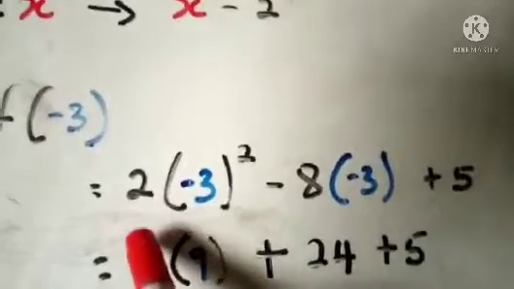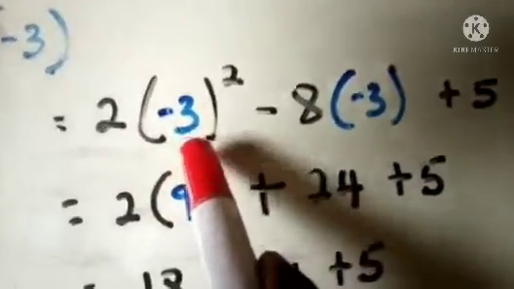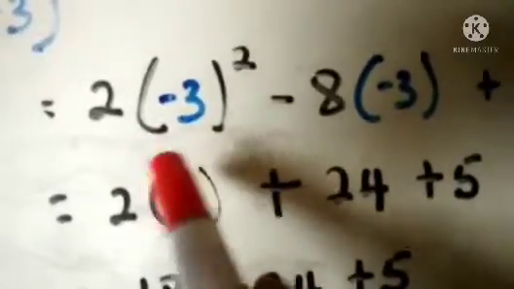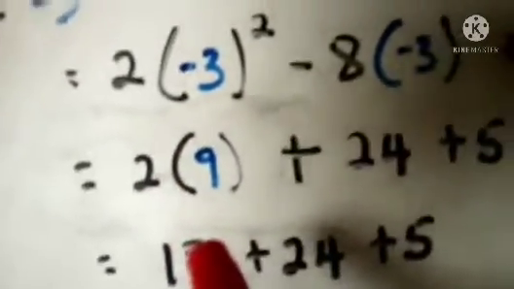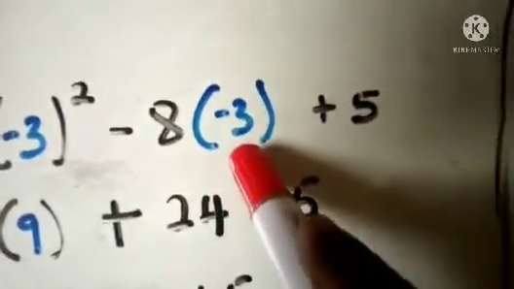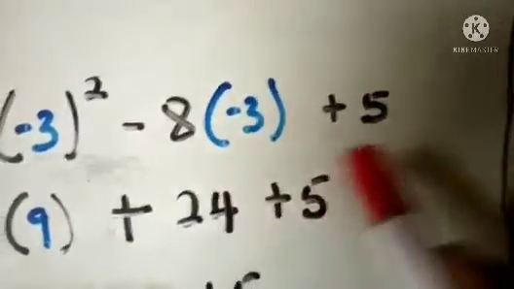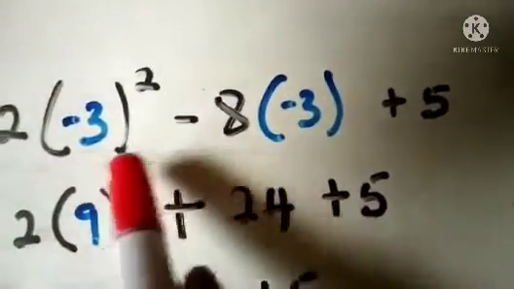The function says 2 multiplied by x squared. So the x here is minus 3. Because of the negative, make sure that you put that into brackets, to avoid any minus mistake. Then minus 8 multiplied by x. So the x here is minus 3, and then plus 5. You have to expand your bracket.